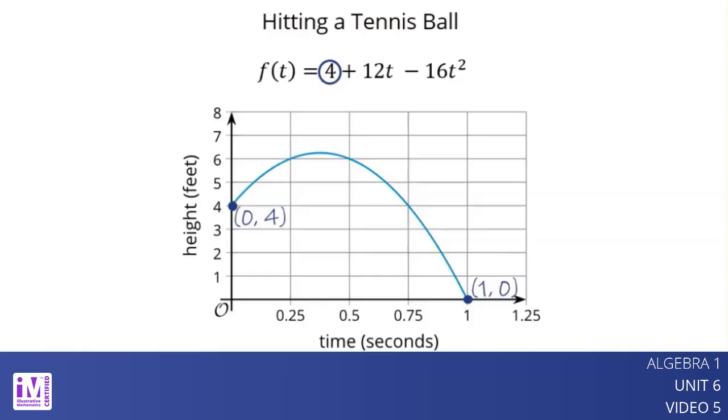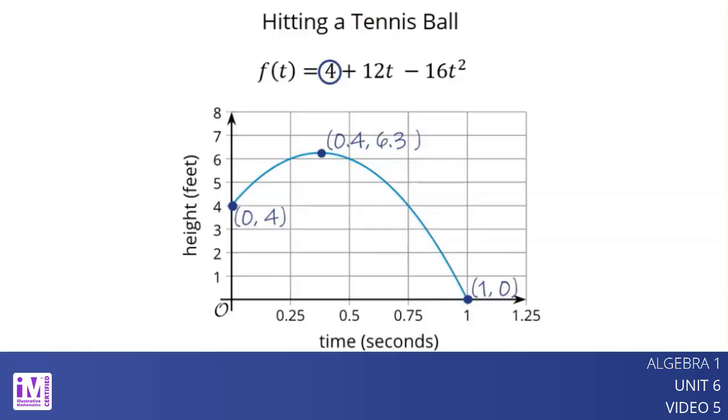The vertex of the graph is at approximately (0.4, 6.3). This means that about 0.4 seconds after the ball was hit, it reached the maximum height of about 6.3 feet.